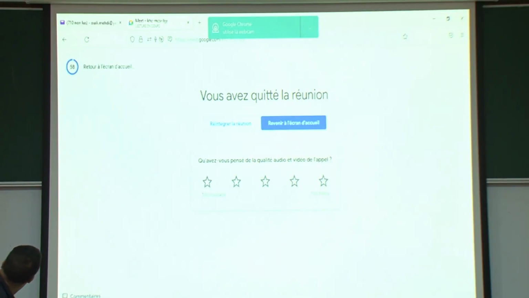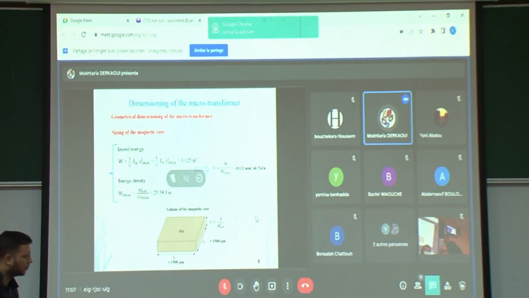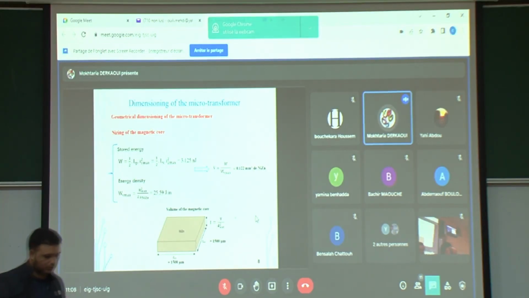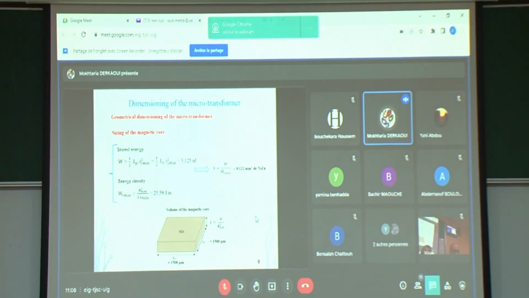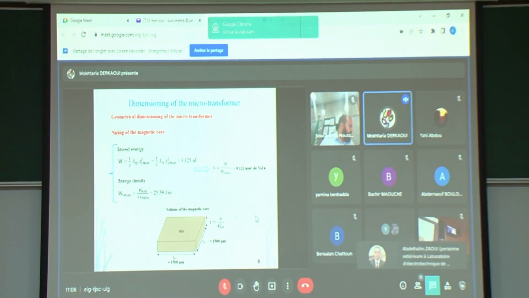For the sizing of the magnetic circuits, we evaluate the volume of the magnetic core in ferrite material, which allows us to define the section on which will be placed the spiral coils. And we have opted for a core area of 1,500 by 1,500 micrometers squared. The volume is calculated from the stored energy and the energy density. So we have found 0.122 millimeter cube of NiZn ferrite.